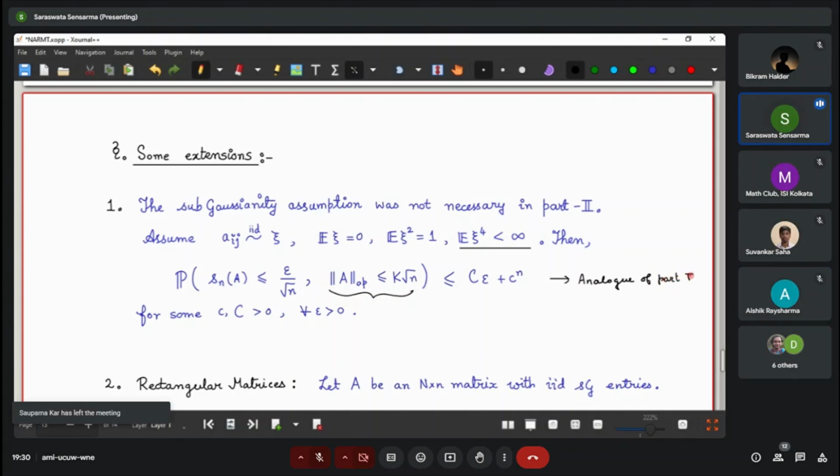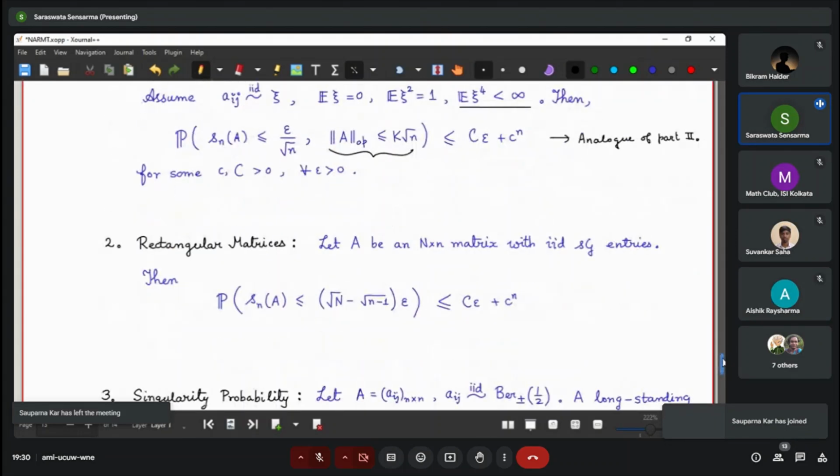Another thing is why stick to square matrices? There was no reason to. You can actually extend all of these results to rectangular matrices, and if you do extend, the smallest singular value remains the same. The largest singular value actually behaves in a much more... the largest singular value remains the same, and the smallest singular value looks like this. The order is now square root of capital N minus root of small n minus 1, where A is a capital N cross small n matrix.